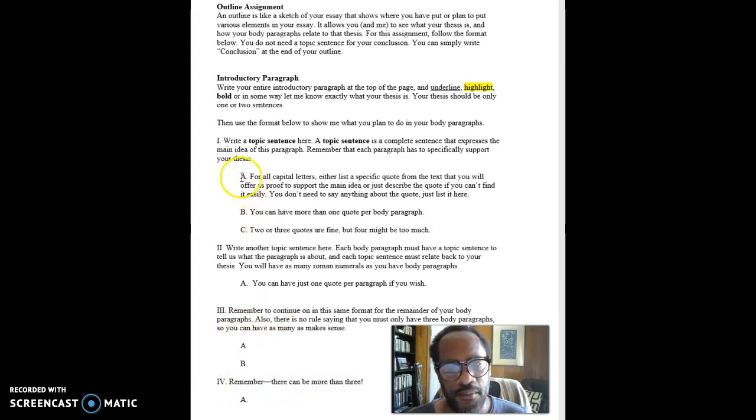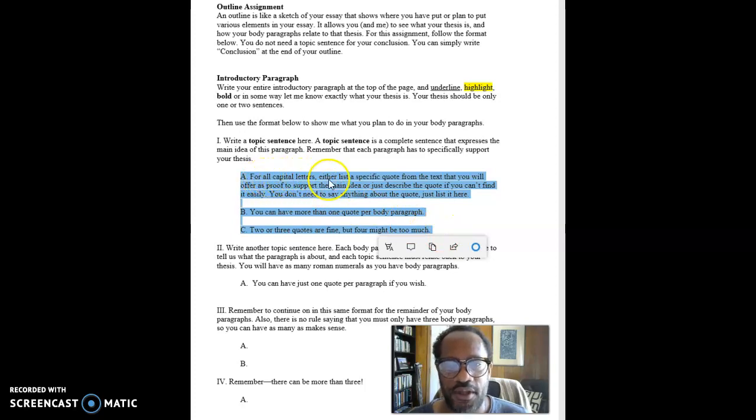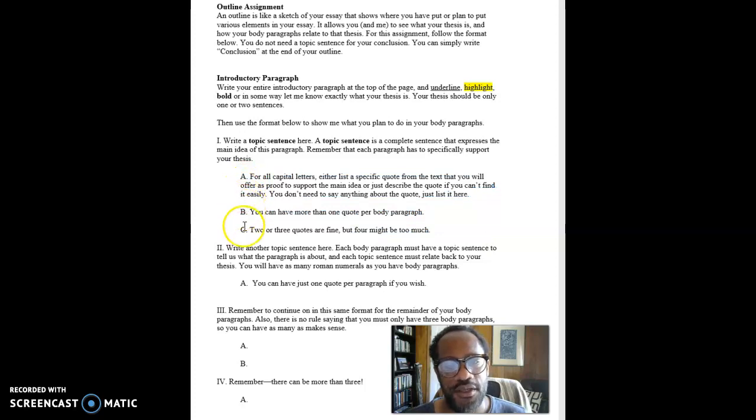And then under here, using capital letters A, B, and C, I say, for all the capital letters, either list a specific quote from the text that you will offer as proof to support your main idea, or just describe the quote if you can't find it easily, right? They're easy to find because these are short. Later on, when you're doing plays and fiction, they're going to be longer, so it might be hard to find them. So for this, you can simply tell me, look, here are what the quotes are, and you'll put them after capitals A, B, and C.